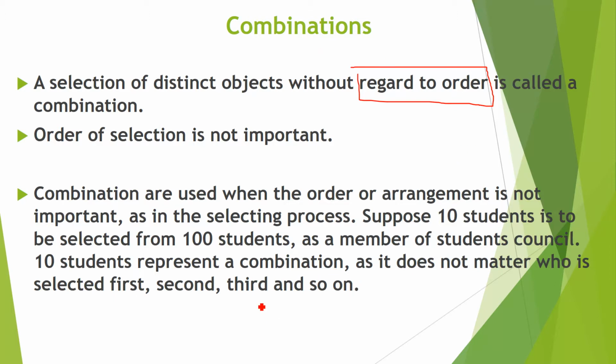Here I have a little example. Suppose you have 100 students in a class and you want to pick any 10 out of 100. It does not matter who is selected first, second, third, and so on. This is called a combination because there is no need of order. Combinations are used when the order or arrangement is not important, as in a selection process. Suppose 10 students are to be selected from 100 students as members of the student council. The 10 students represent a combination, as it does not matter who is selected first, second, and so on. So simply you can say in combination order is not important.